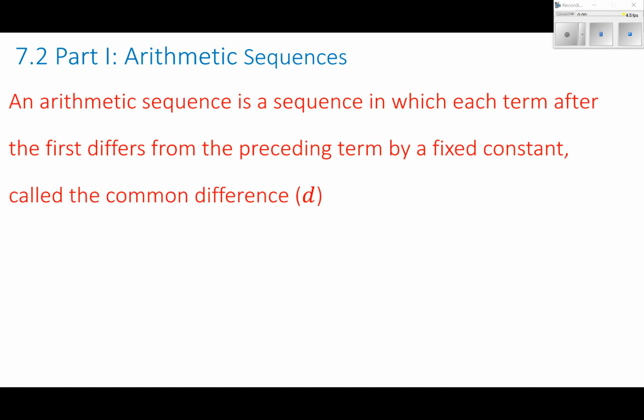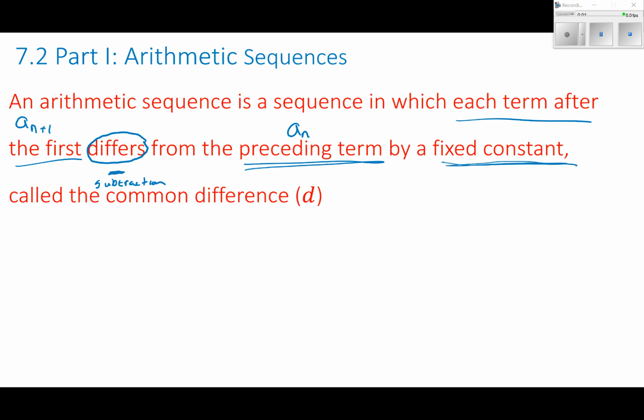So an arithmetic sequence is a sequence in which each term after the first. So this idea of each term after the first, I can think of that as a sub n plus 1. So if my first term was a sub n, then the term after that would be a sub n plus 1. Differs. So differs, difference, we know this means our subtraction from the preceding term. So that preceding term was just a sub n. So if I'm at a sub n, the next term is going to be a sub n plus 1 by a fixed constant called the common difference d.